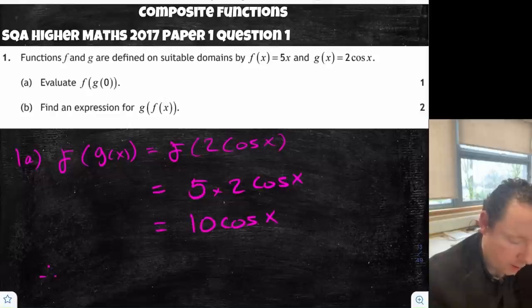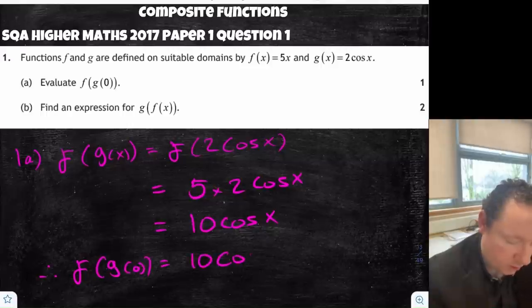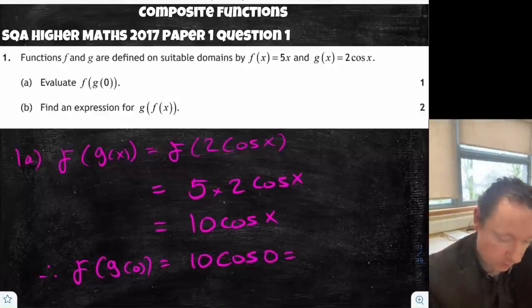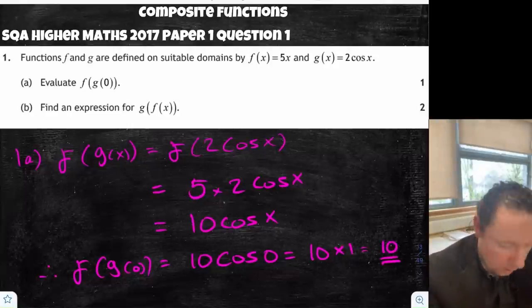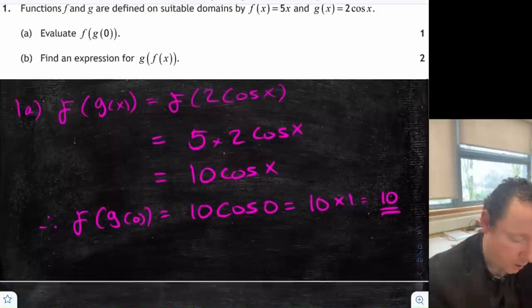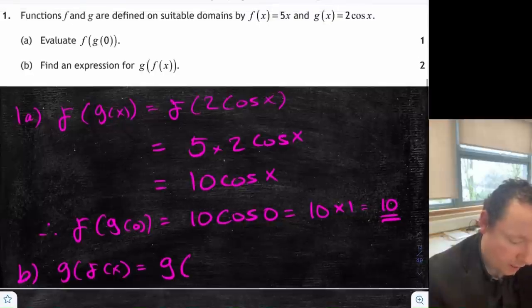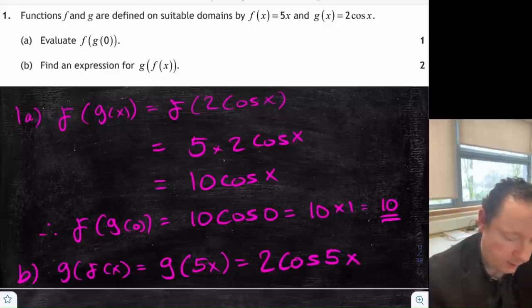And therefore, f of g of 0, subbing 0 into this, you get 10 times the cos of 0. The cos of 0 is 1. So that means you've got 10 times 1, which is just 10. And we're done there. Find an expression for g of f of x for part B. So g of f of x means every time I see an x in g, I write f of x, which is 5x. So it's g of 5x. And g is 2 cos x, so that's 2 cos 5x.